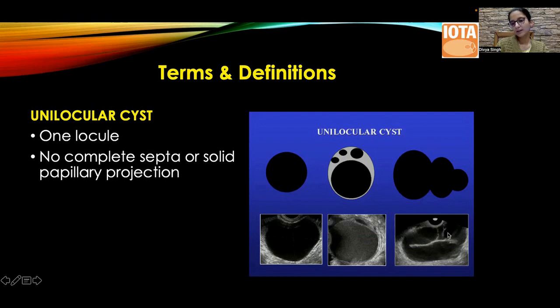Now here you might think that you see multiple locules, but please remember there is no complete septation. You can see that this septum is incomplete. A septum is said to be complete when it extends from one wall of the cyst to the diametrically opposite wall, which is not happening here. So this is an incomplete septation, as we see often in hydrosalpinges, and hence this lesion will be termed unilocular and not multilocular because the septae are incomplete.